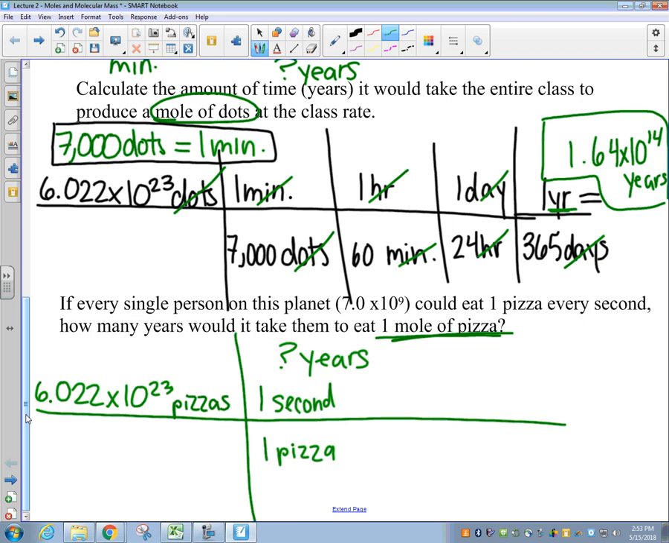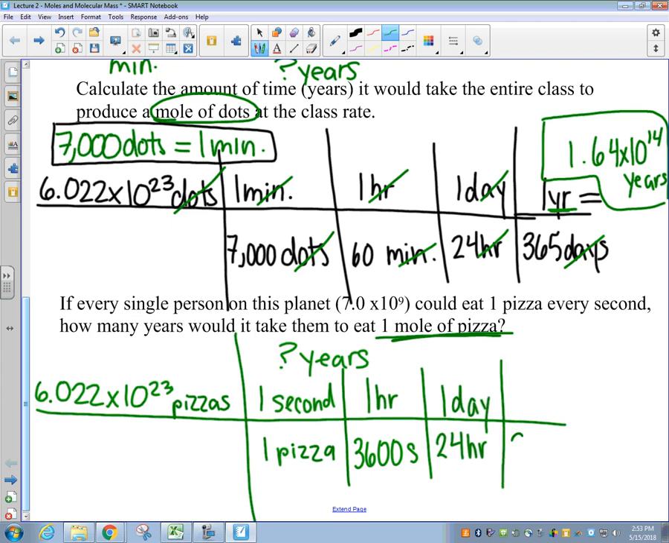Now, once we cancel pizzas out and we get to seconds, we want to go from seconds to years. So let's go ahead and combine a couple of conversion factors. We know that there are 3,600 seconds in 1 hour, and that there are 24 hours in 1 day, and 365 days in 1 year. So let's take a minute to figure out how many years this would take. Again, we're going to multiply everything in the numerator and divide by the product of the denominator.